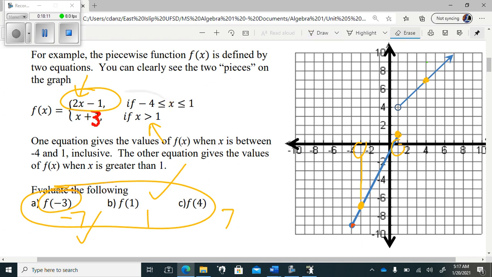And then finally, if I wanted to substitute in that last one to evaluate f of 4, where does 4 exist? Well, 4 does not exist between -4 and 1. So 4 is greater than 1, so it exists in the second piece. So I have to plug it into this second piece in order to evaluate it algebraically. What is 4 plus 3? It is 7. So just have to be very careful if you're going to do it algebraically as to what piece do you plug it into.